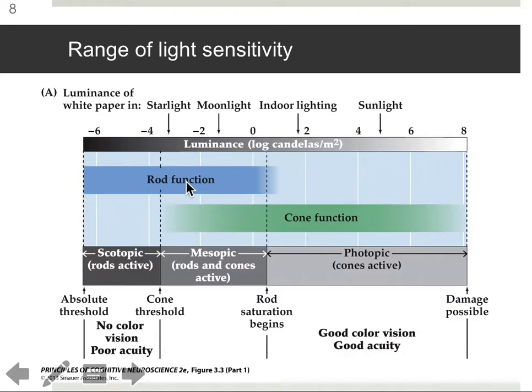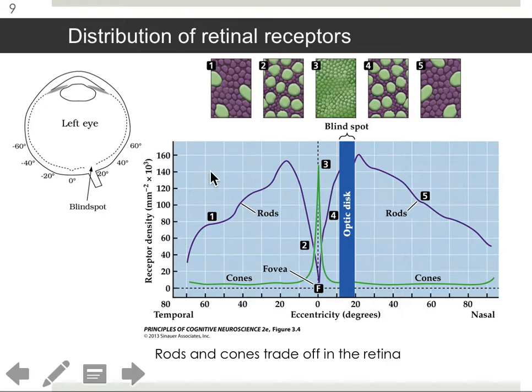So while rods are sensitive to low lighting situations, cones are sensitive to high lighting situations. But cones are more sensitive to color vision, right? So cones have good color vision, whereas rods have poor color vision, or no color vision actually. And so this, as I promised, is a distribution of the different kinds of retinal receptors, the rods and cones, on the surface of the retina.